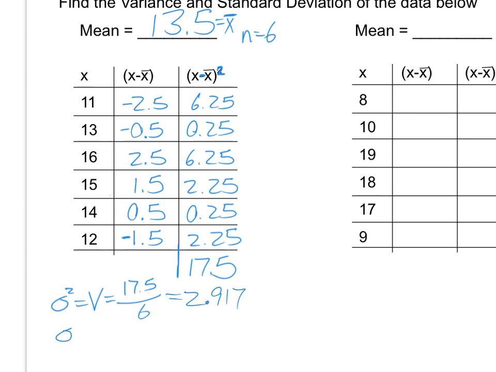Now what's sigma? The standard deviation, the square root of that. So the square root of 2.917 is 1.709. Okay, so this is a pretty small number. Our numbers are grouped pretty closely around the mean.